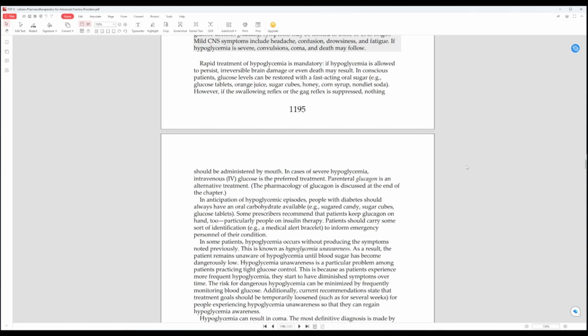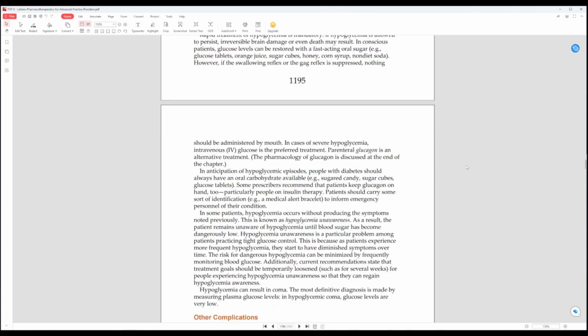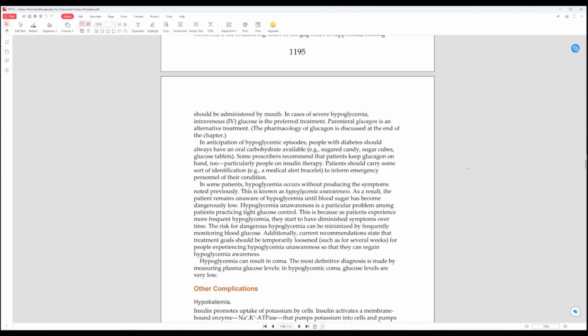In anticipation of a hypoglycemic episode, people with diabetes should always have an oral carb available: sugared candy, sugar cubes, glucose tablets. Some prescribers recommend that patients keep glucagon on hand too, particularly people who are on insulin therapy. Patients should carry some form of identification, a medical alert bracelet, to inform emergency personnel of their condition.